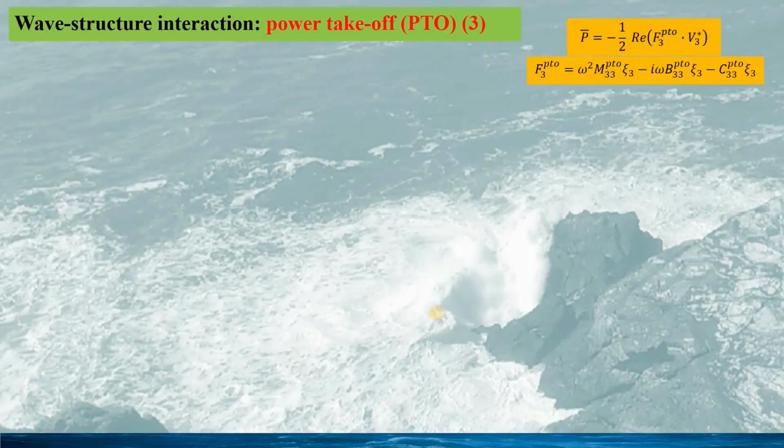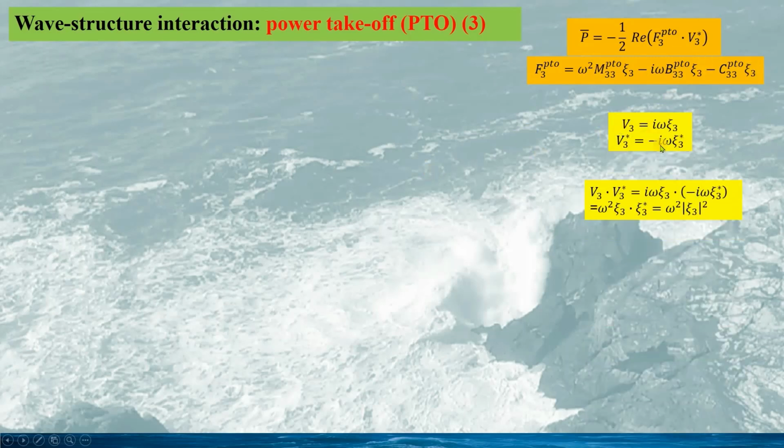Here in this slide, the talk is on the average power based on the power takeoff force. As we have seen, the PTO force can be proportional to the motion with CPTO, or proportional to the velocity with BPTO, or proportional to the acceleration with MPTO. So here we will see the corresponding average power for the individual PTO force for these three terms.